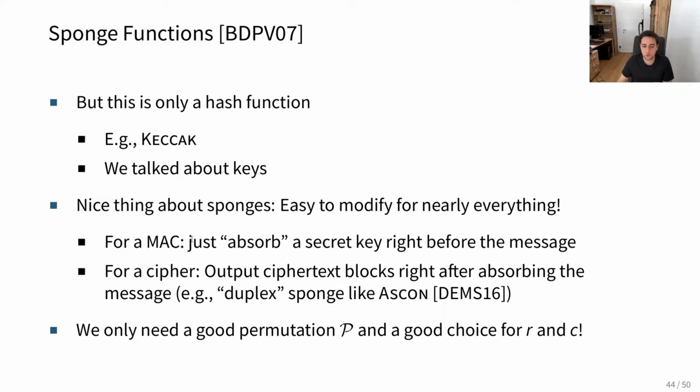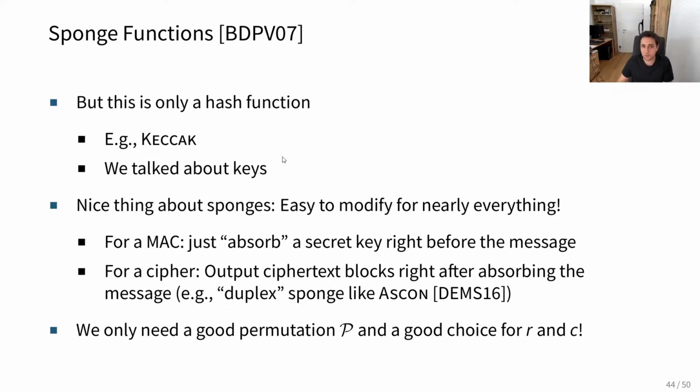We can easily modify it to achieve a MAC function, but also for a cipher, for example, we can output the ciphertext blocks right after absorbing the message. And this is called duplex sponging, and something which is based on that is, for example, used in ASCON. We'll see it in a minute.